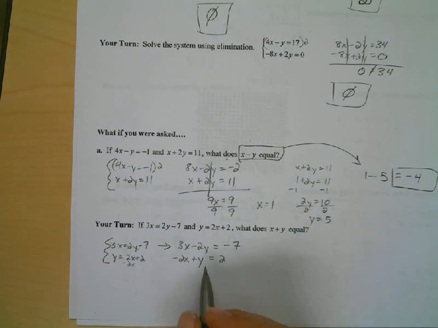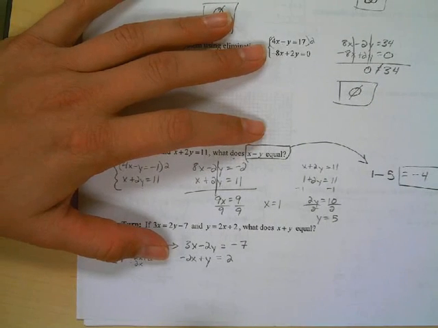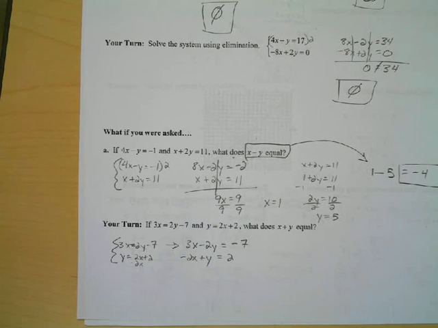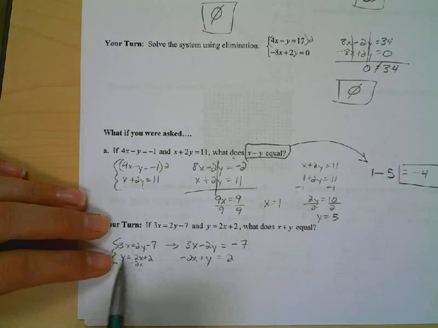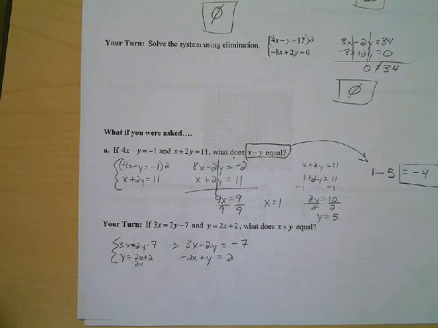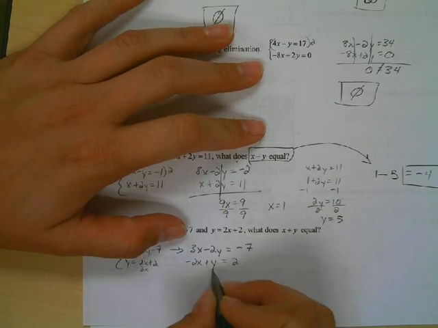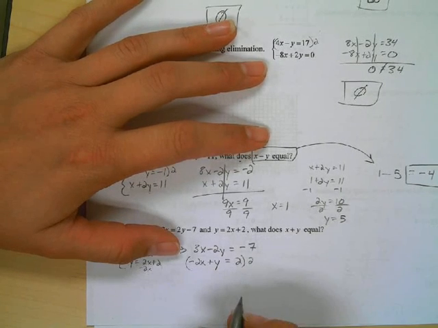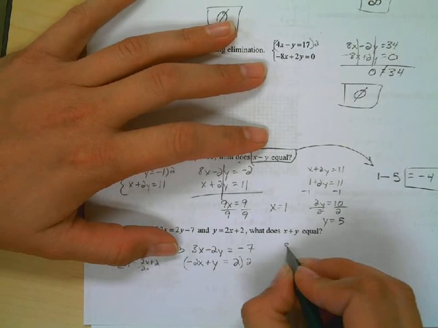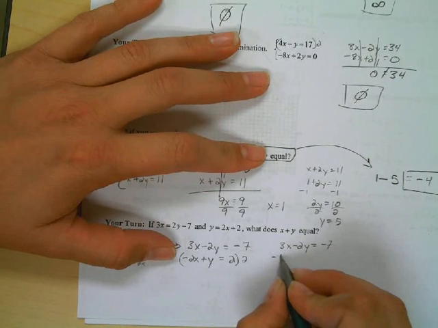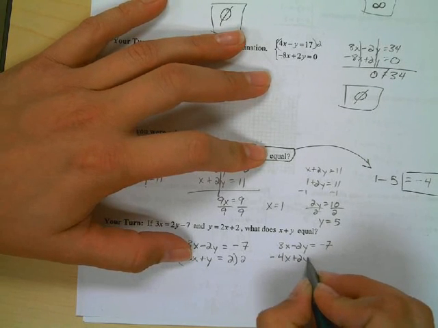Negative 2x plus y equals 2. So then we will eliminate. You could have used substitution if you really wanted to. It didn't say what method you had to use. Since they had y already solved here, I could have used substitution, but I chose to use elimination. It's completely up to you. I'm going to eliminate my y's because I don't want to multiply twice. So I'm going to multiply this by positive 2. Now I've got 3x minus 2y equals negative 7, and I've got negative 4x plus 2y equals positive 4.